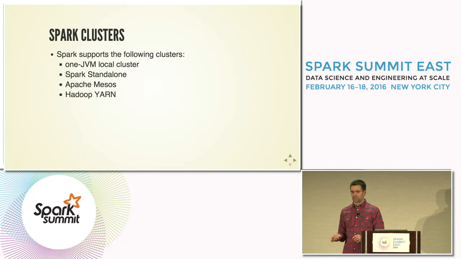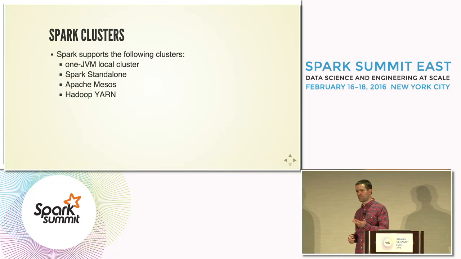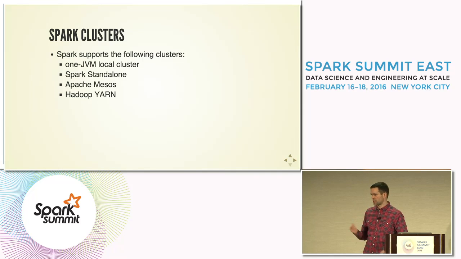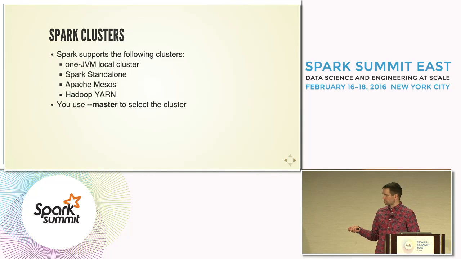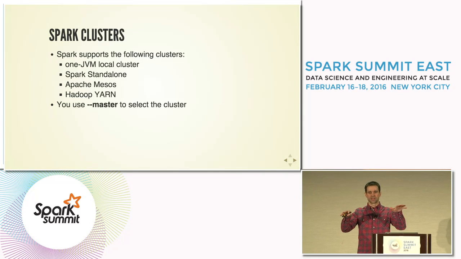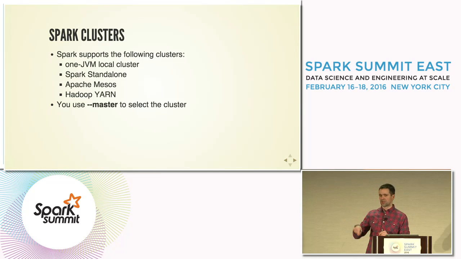So, Spark clusters. Spark supports four clusters. Well, one is a JVM local cluster. Let's call it a cluster, but it's just one JVM. And then there's Spark Standalone, Apache Mesos, and Hadoop YARN. The --master command line option points to the cluster you are going to use. So you can have many clusters and then just point to the one that is more powerful than the others using the --master command line option for your application, for Spark Submit or Spark Shell.